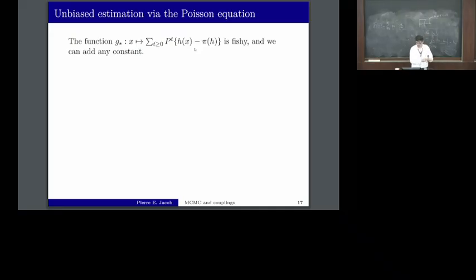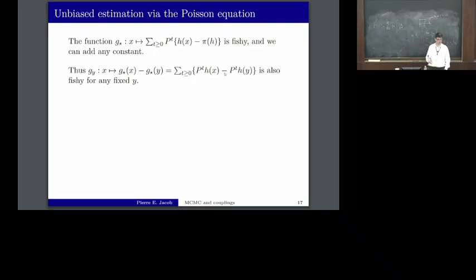But if you recall, if this is a solution, we can add any constant to it and still obtain a solution because G minus PG is invariant by additive constant. And so in particular, we can subtract G star of Y. Okay? So a new function, now called G sub Y, that maps X to G star of X minus G star of Y. And now, at least, pi of H disappears. We can write the difference between the two series as the series of the differences here between P^t H of X and P^t H of Y. Okay? I'm assuming here everything is well defined. All the series are finite. Okay?